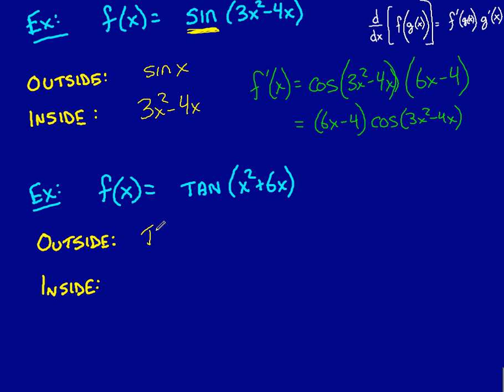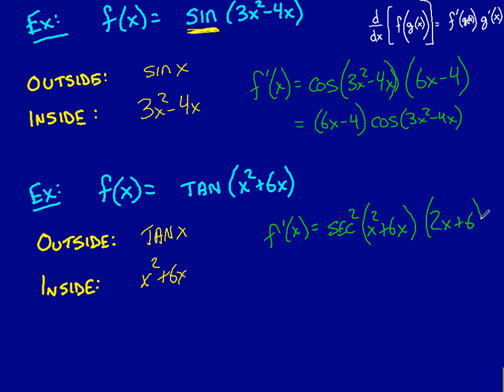The outside function should be your trig function. Your inside function is whatever is inside those parentheses. F prime of x will equal the derivative of the outside. Derivative of tangent is secant squared. With respect to the inside, means you keep the inside the exact same, times the derivative of the inside. Derivative of that inside is 2x plus 6. And again, I can rewrite it like I did up top, putting the polynomial in front, just like so. And that's all you need to do.